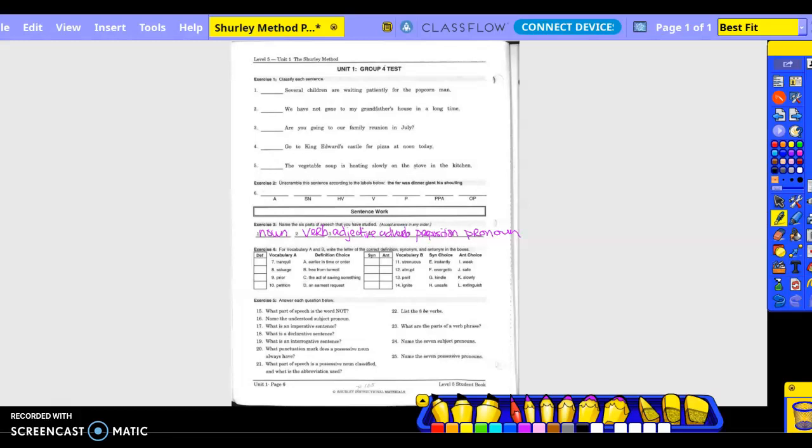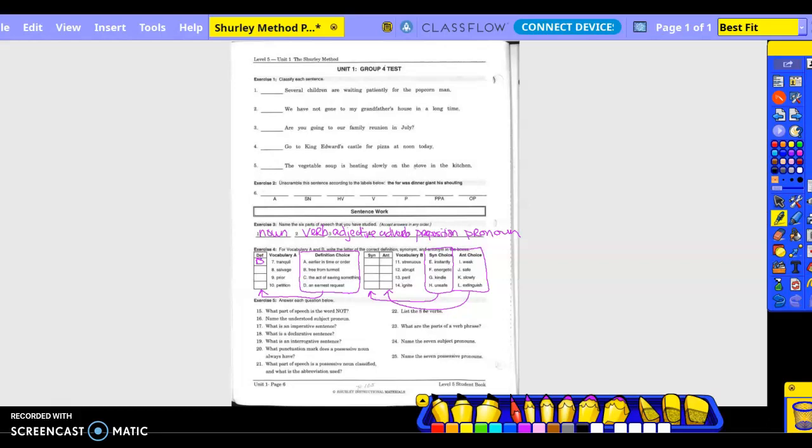Okay. So for vocabulary, A and B, write the letter choice with the definition, synonym, and antonym. So these things all go right here, right? Synonym, those letters will go here. An antonym, those letters will go here. So tranquil, what's the definition of tranquil? Free from turmoil, so letter B.